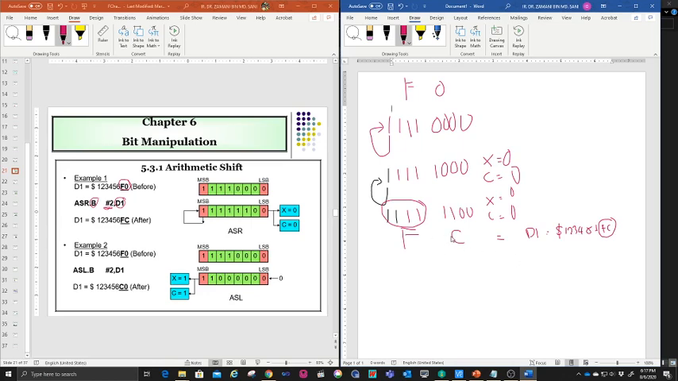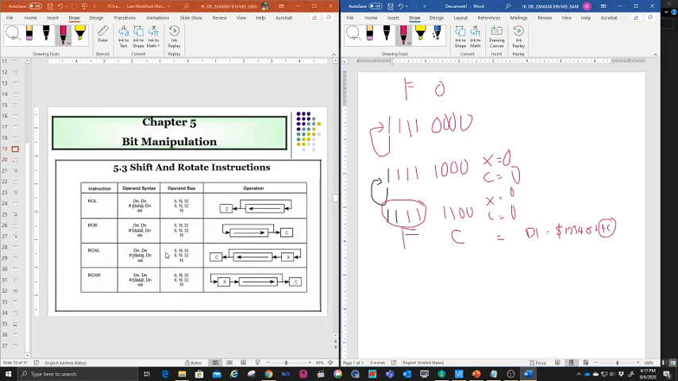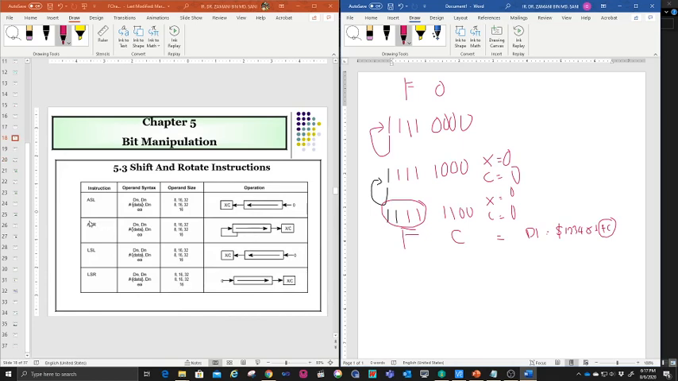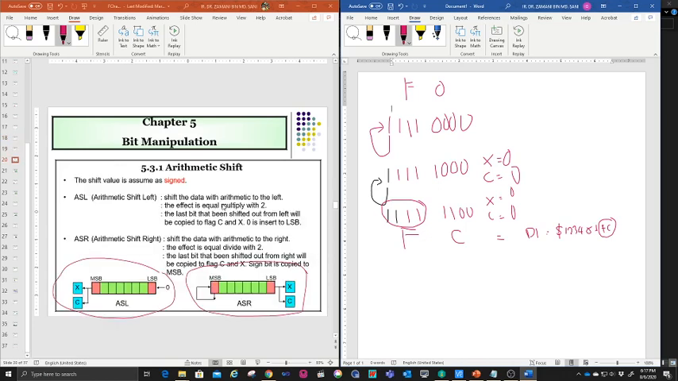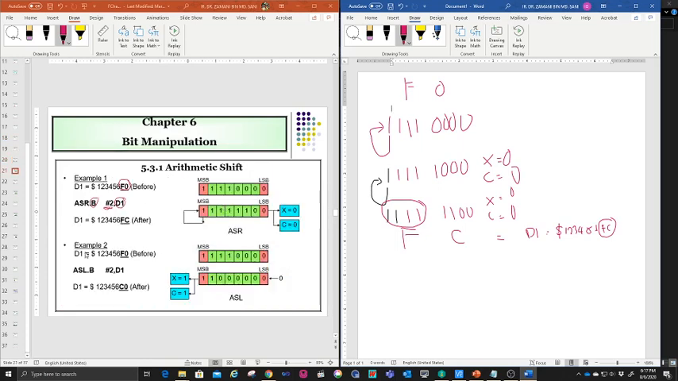Okay, same goes to this one. I'm going to shift left. So you are going to look at the table again. This is the table. Shift left means that you have to push 0 into the register, and the one here is going to be saved to X and C. Okay, now look at the example here. Example 2, ASL.byte 2 times D1. D1 is given this value. So byte is only this one, F0. So let's look at the process.